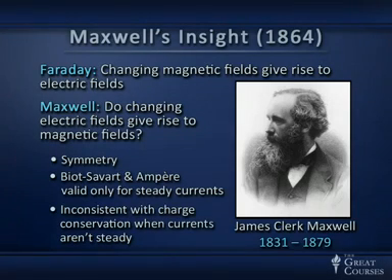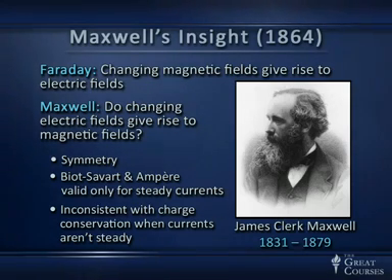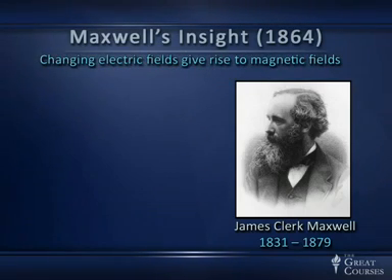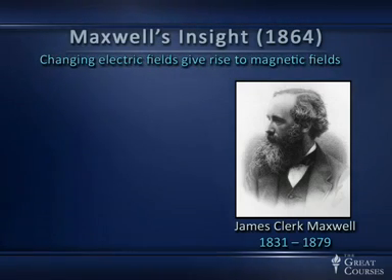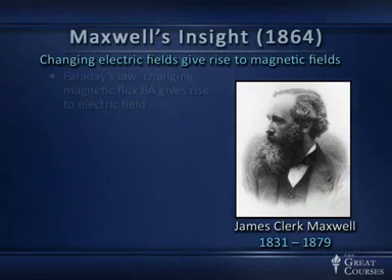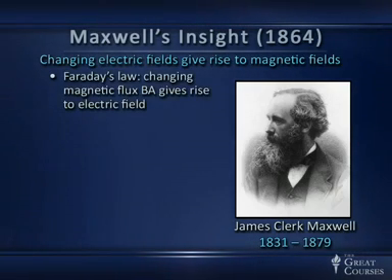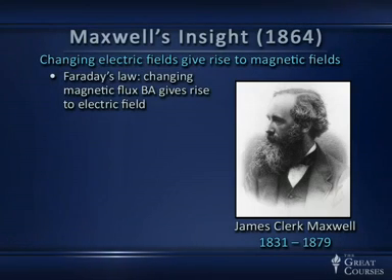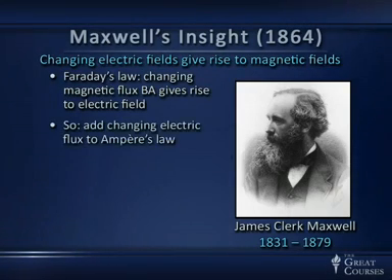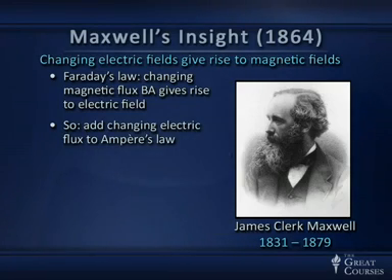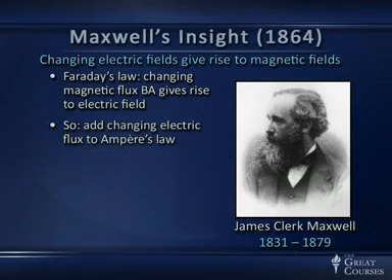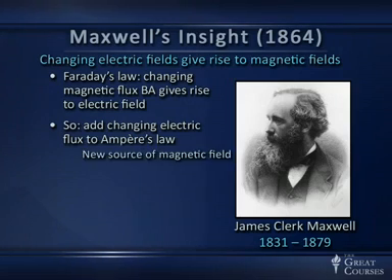So this inconsistency with charge conservation really is a physical argument why you might want to have something more to these equations. So Maxwell's insight was to say, I think changing electric fields do give rise to magnetic fields. Faraday's law says changing magnetic flux, B times area, is what gives rise to electric fields. So specifically, Maxwell said, let's add a changing electric flux to Ampere's law, the same way there's a changing magnetic flux in Faraday's law. And this becomes a new source of magnetic field, just like changing magnetic flux in Faraday's law became a new source of electric field.